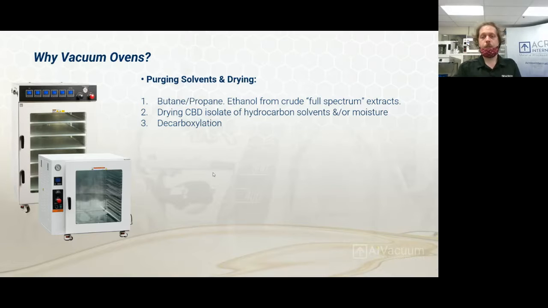But just in case you're relatively new to the extraction industry, they're very commonly used for purging solvents and drying. So people will be removing hydrocarbon solvents like butane and propane. They'll be removing ethanol from crude full spectrum extracts. They will be drying CBD isolate of hydrocarbon solvents and or moisture. The hydrocarbon hydrophobic solvents that are often used for CBD isolation I've most commonly heard are pentane, hexane, and heptane. And our vacuum ovens are often used for decarboxylation as well, although it'll generally take twice as long in a reactor as in a vacuum oven, and even longer in a forced air convection oven.